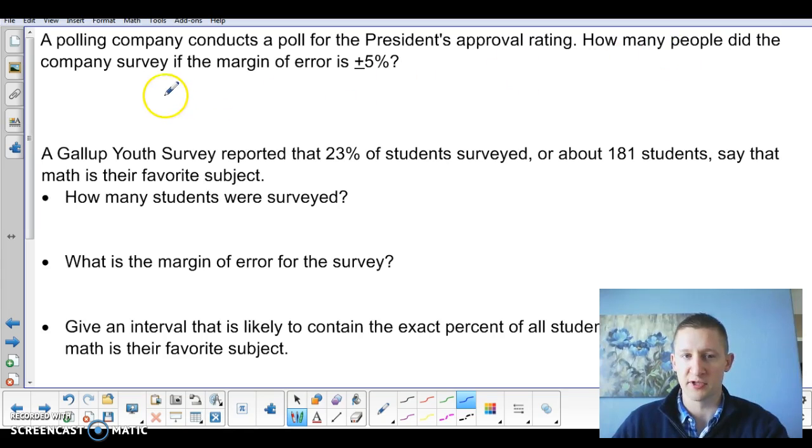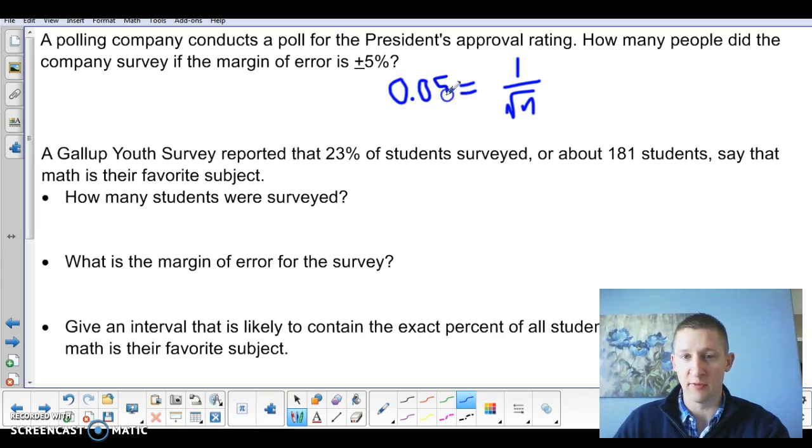How many people did the company survey if the margin of error is plus or minus 5%? Well, here we know something a little bit different. Instead of knowing n, the number of people in the survey, we know what the margin of error is. So as I think about my equation, I knew that my equation was 1 over the square root of n was equal to that margin of error. So my margin of error is 5%. I'll put that right over here as 0.05.